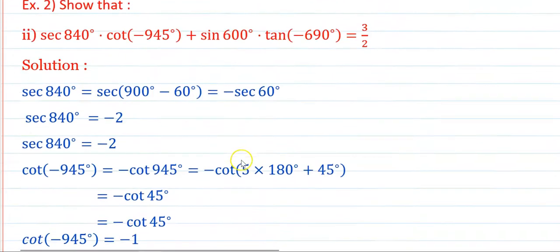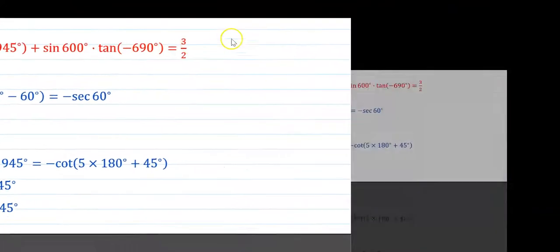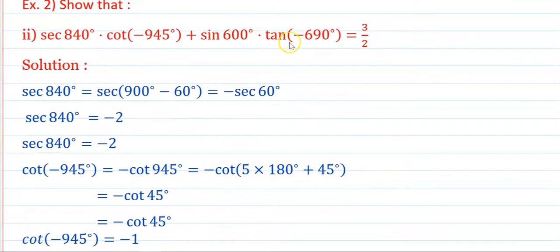Okay. Now the next: sec of 840 into cot of minus 945 plus sine of 600 into tan of minus 690, and that's equal to 3 by 2. Now see this here, sec of 840 means what? Sec of 90 minus 60. Now 90 minus 60 means what? That is 5 pi minus 60. Again the integral multiple of pi. The function remains as it is. That means sec remains sec.